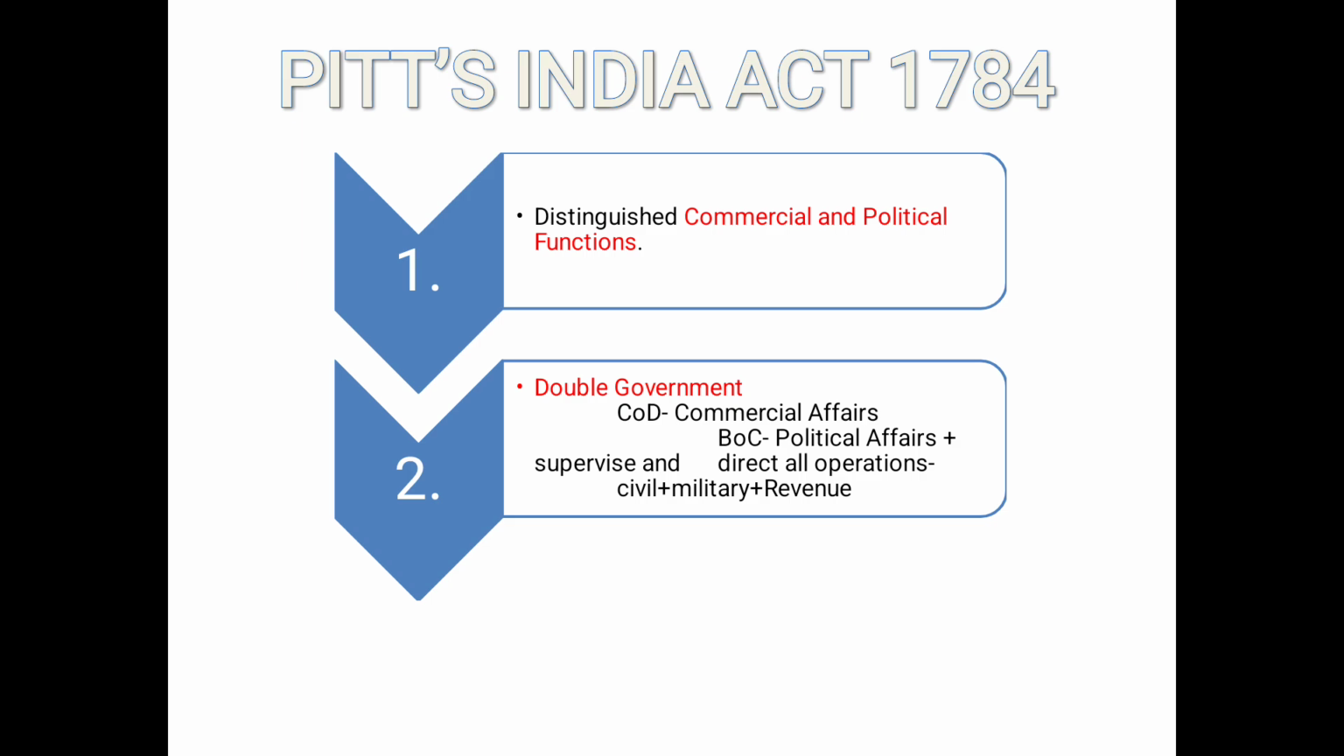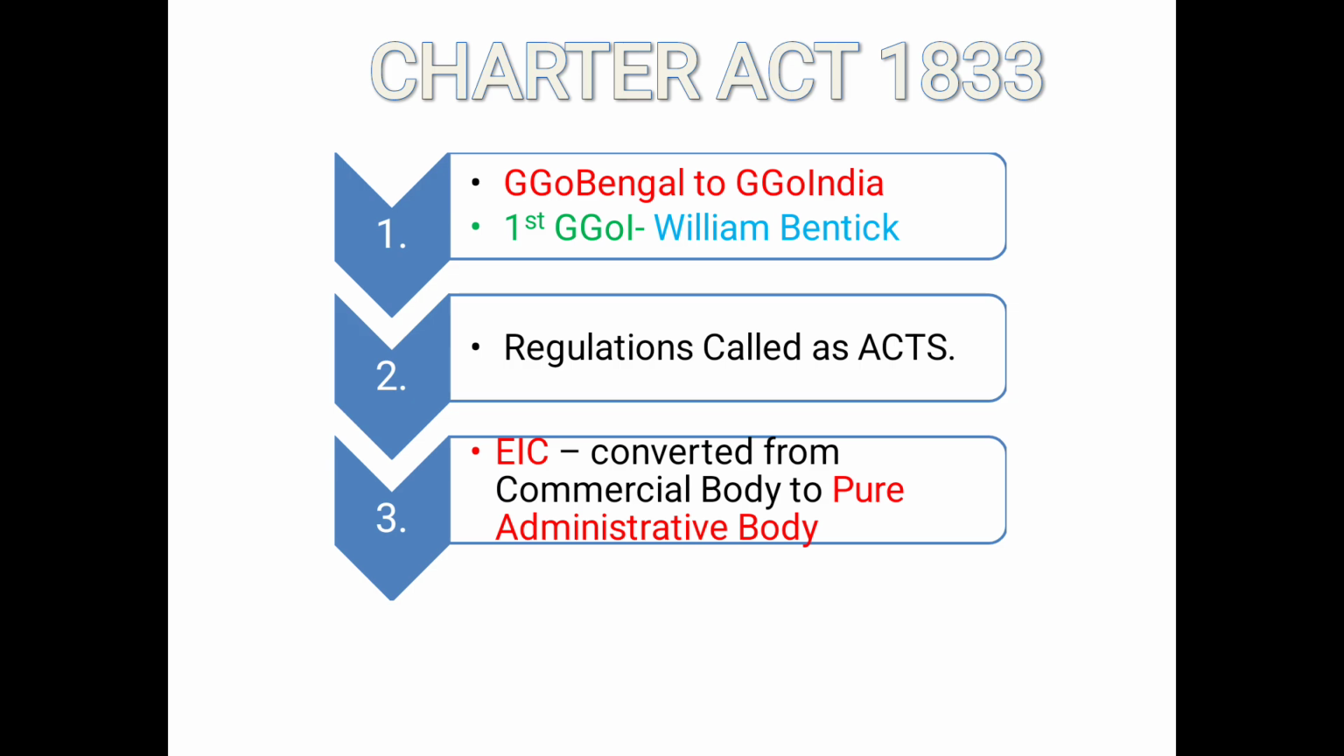The second thing is the British government was given the supreme control over the company's affairs. The British government understood that the company was taking more profit here and was taking over the control of the administration. So, to remove that, the British government came to control and started controlling the company's affairs and its administration in India. After that came the Charter Act of 1833.